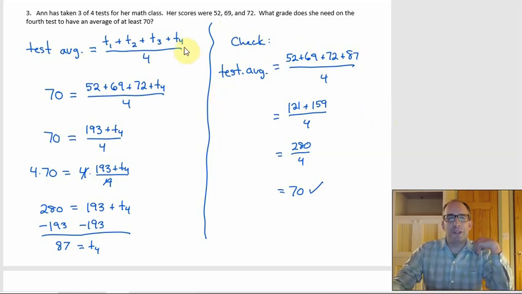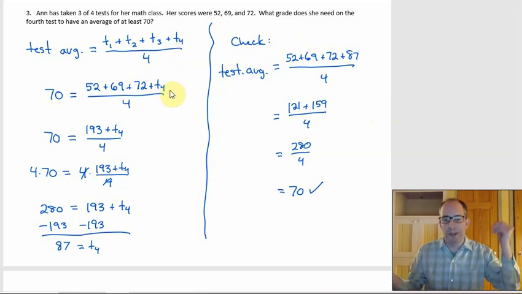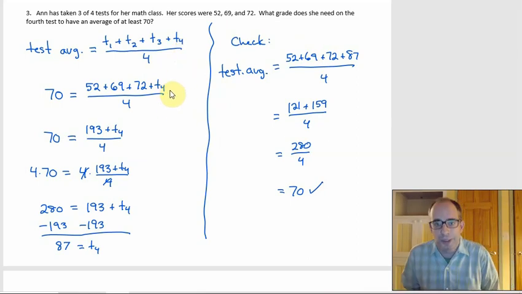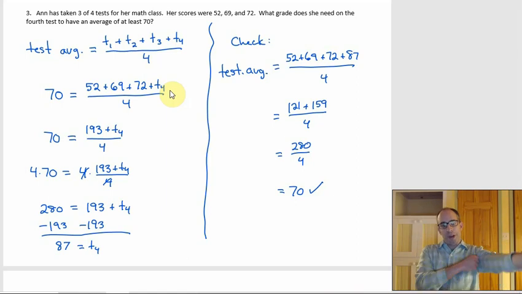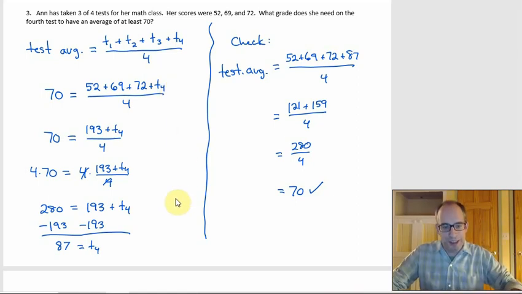All right, so that one's set up a little bit differently, but we can still do it, right? And I guess you don't have to use a T4 here. If you just want to keep calling the unknown X, there's nothing wrong with doing that. Whichever way you want to do it, what we should get here is 87 for what she would need on the fourth test.